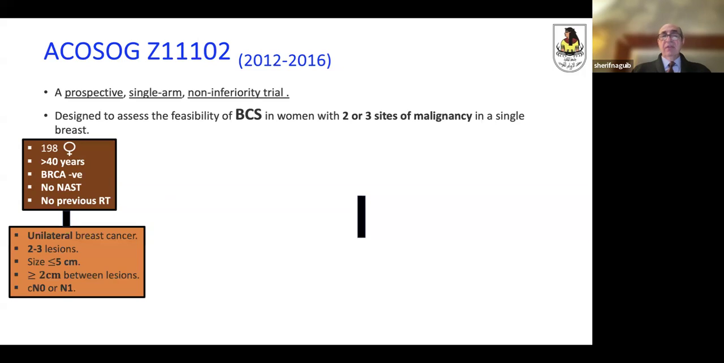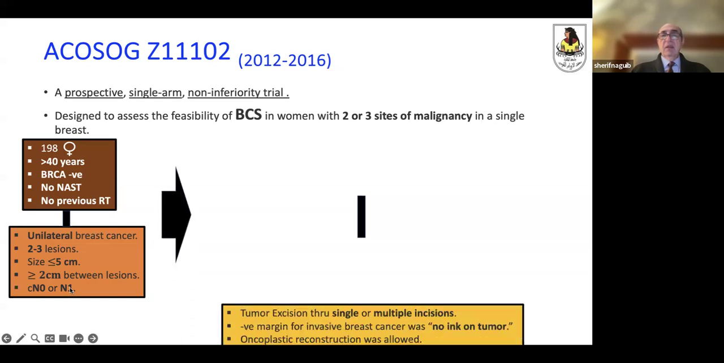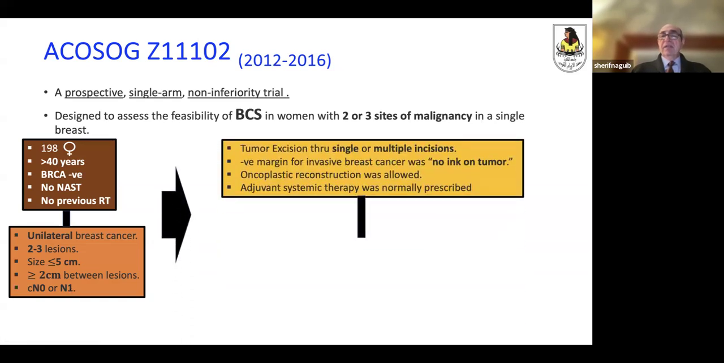And they all had unilateral breast cancer that consisted of 2 to 3 lesions, not less than 2 lesions, not more than 3 lesions. Their sizes did not exceed 5 centimeters, and there was at least 2 centimeters between the lesions, meaning that they were multicentric in most of the cases, and the lymph nodes could be positive in these patients. These multicentric breast cancer tumors were excised through either single or multiple incisions.